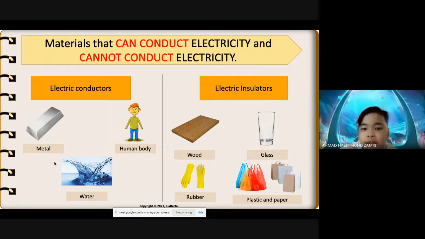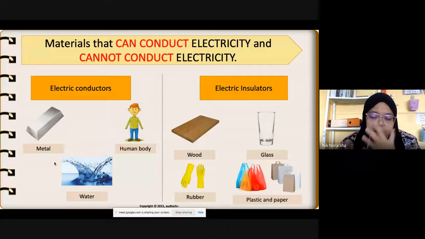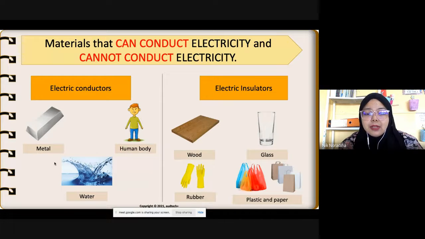Okay, so well done. Wipe your hand on your shirt. You can dry yourself first. Correct. You need to dry yourself first because our body, our hand, all of our organ can conduct electricity. Electric current can pass through. Metal, human body, and also water can conduct electricity.